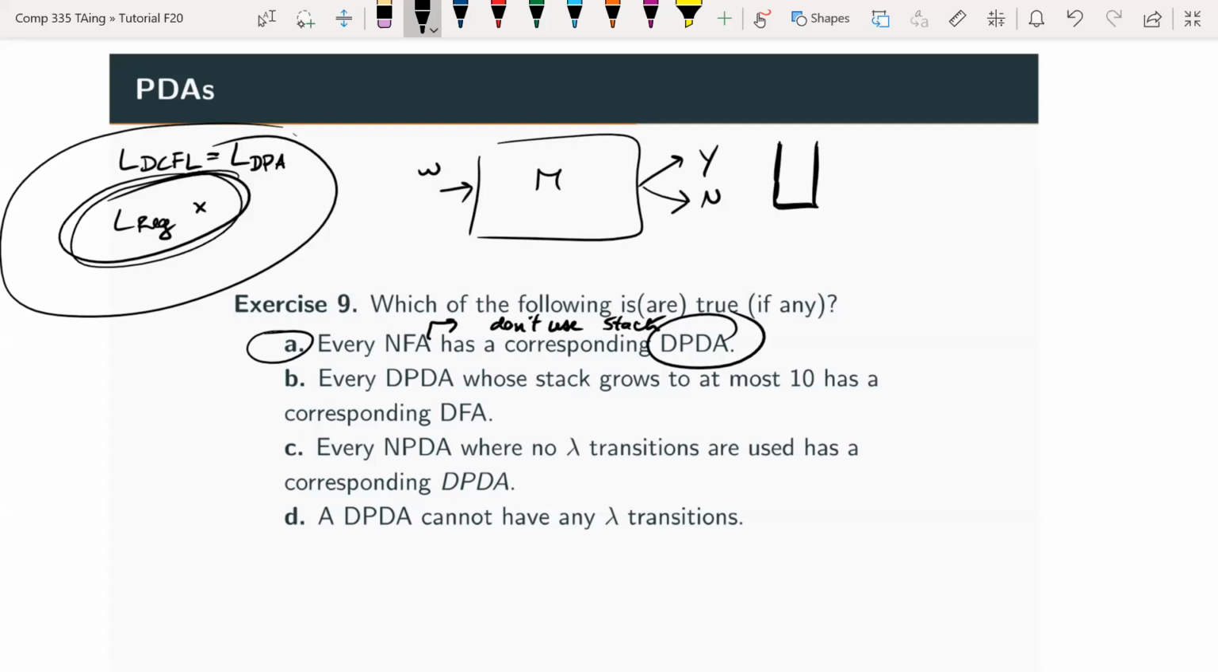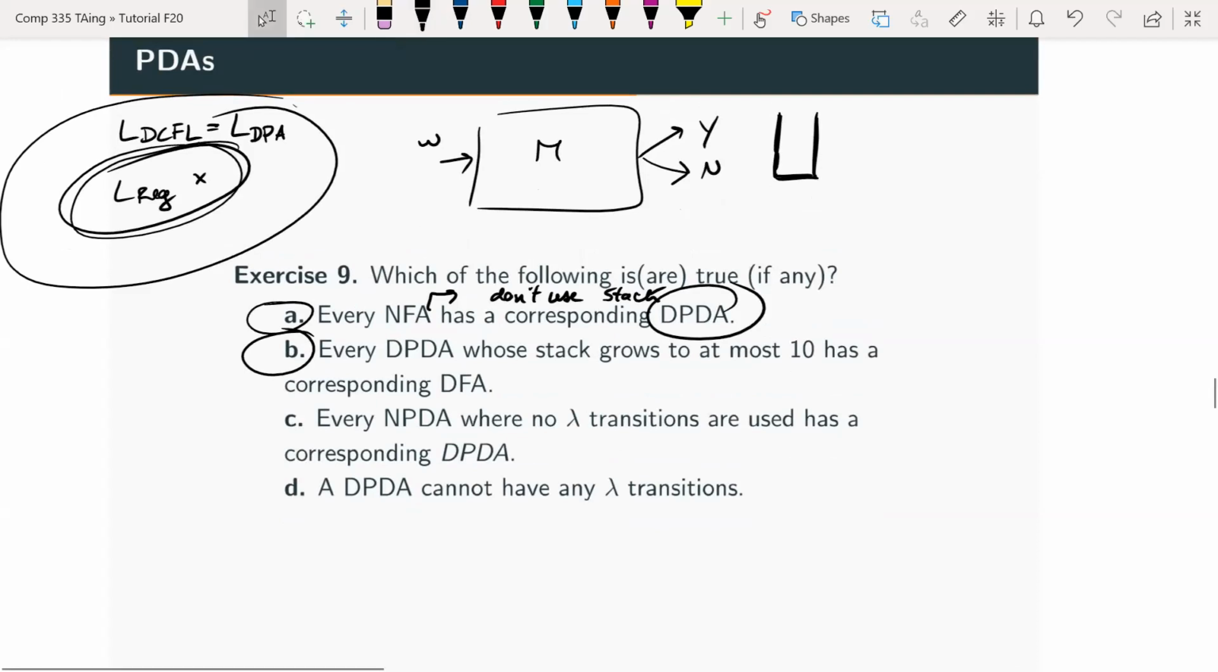All right. Exercise 9, question B. The next one is: every DPDA whose stack grows to at most 10 has a corresponding DFA. In fact, this could have been any finite number. It could have been something like 335, or any finite number.